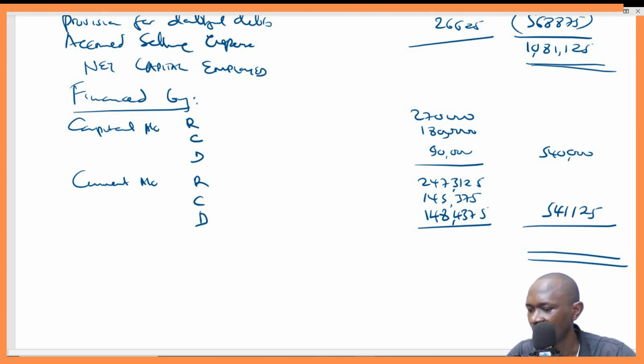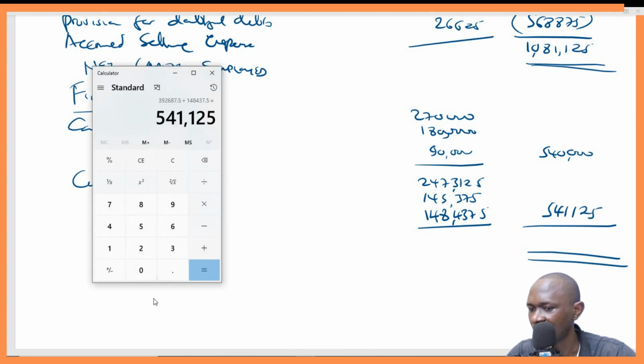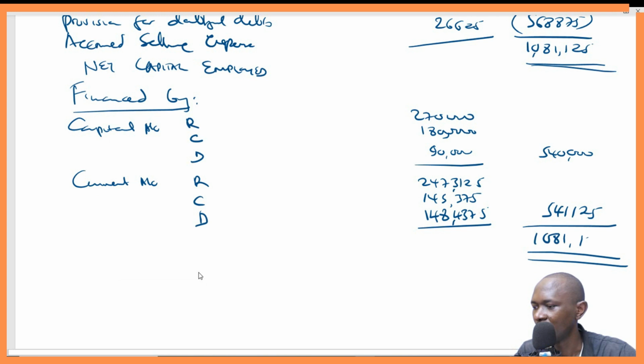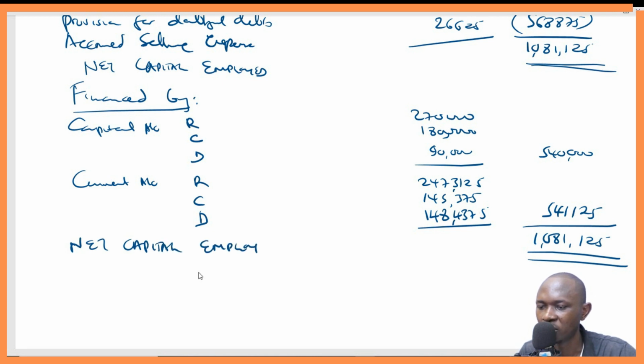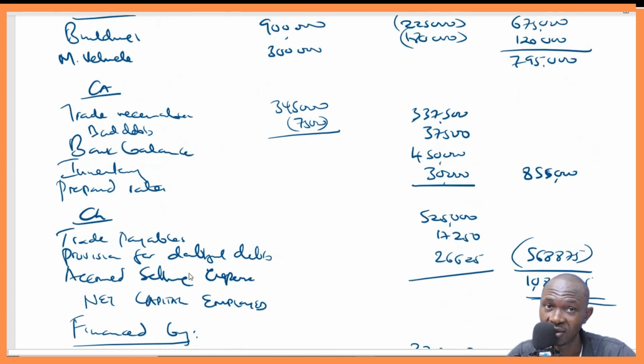So when you add the two, 541,125 plus 540,000, we get 1,081,125. So there we go, 1,081,125. Now this becomes our net capital employed. It has been a long one, but thank God we've come to the very end and it has balanced. This question is supposed to take you 30 minutes. It's good you've done it. We've gone through the whole of it.